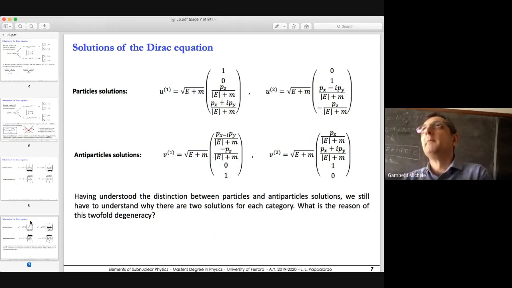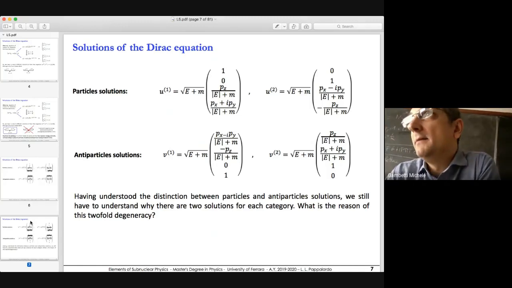Now, having understood the distinction between particle and antiparticle solutions, we still have to understand why there are two solutions for each category. So why do we have two particle solutions? Why do we have two antiparticle solutions? What is the reason for this twofold degeneracy? Okay, so this we have to understand today.